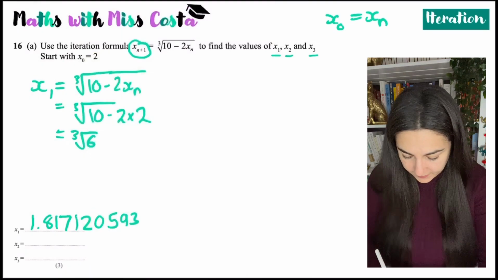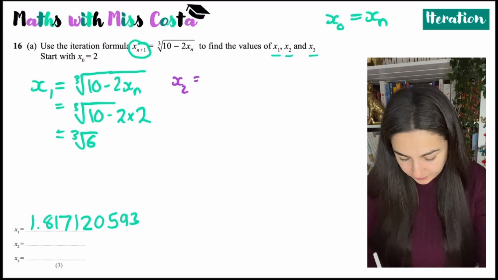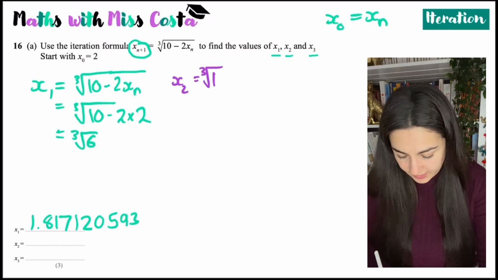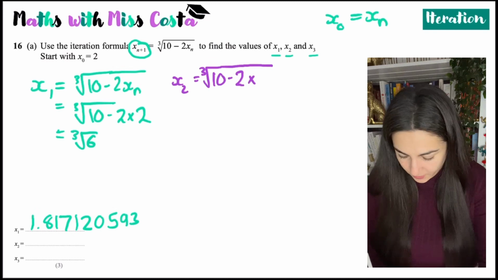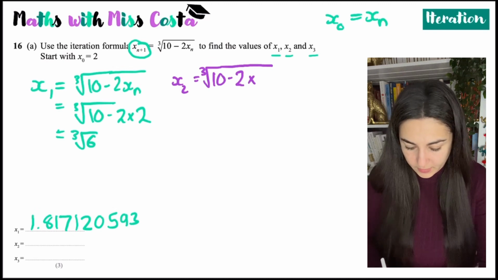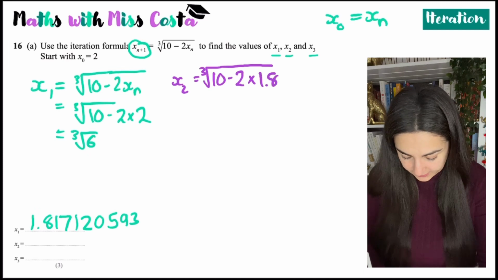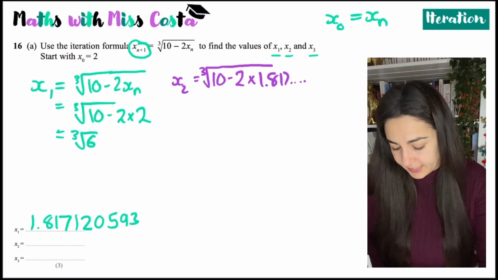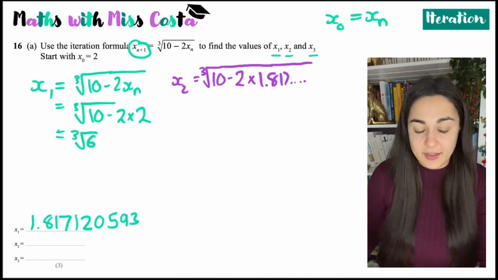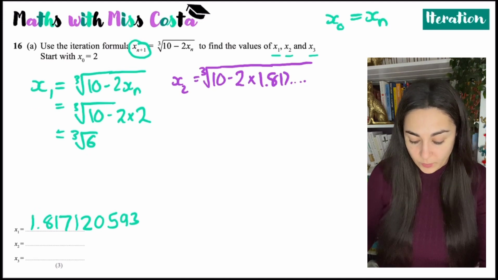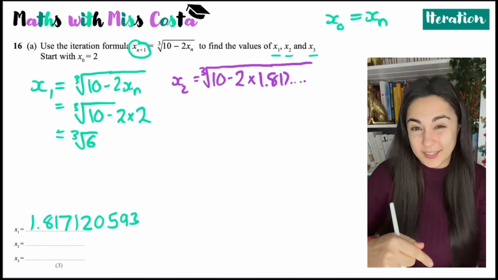Next, what we do is find the x2 term. So we type in the cubed root of 10, take away 2 times whatever we just got. So that is 1.817, and so on. Essentially, with iteration, what we're doing is we're constantly improving our answer, and we enter the last answer that we got, if that makes sense.